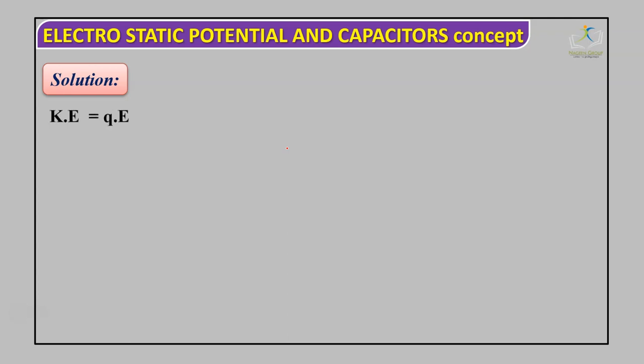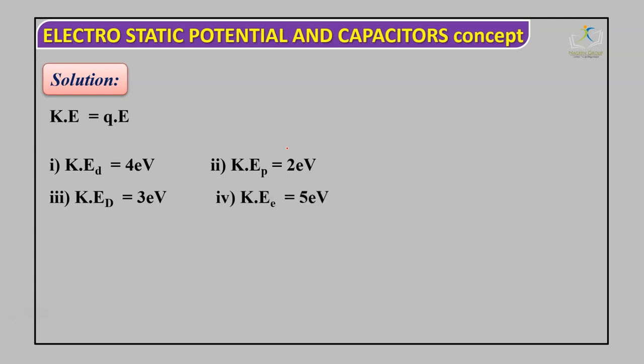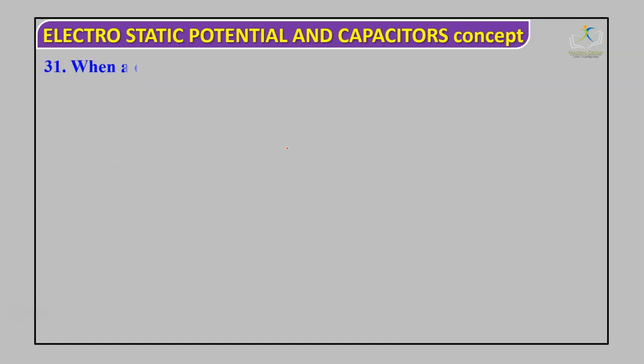Kinetic energy equals Q into V. For the alpha particle, kinetic energy is 4 electron volt. Second, for proton, 2 electron volt. Third, the next particle deuteron has 3 electron volt. Next, electron has 5 electron volt. According to this, the correct option is option 1.